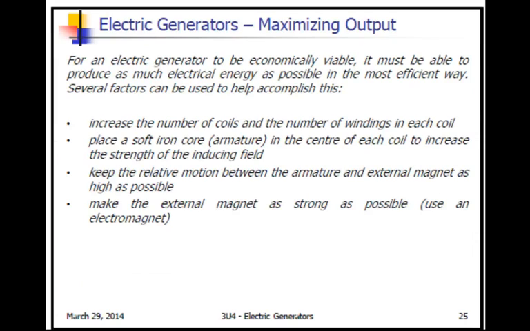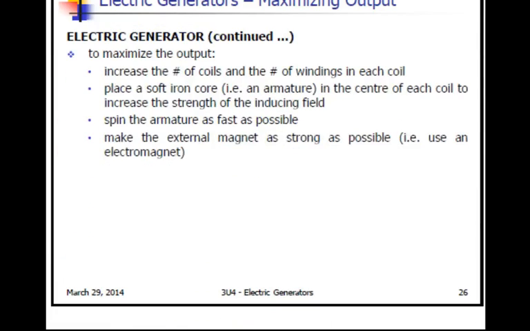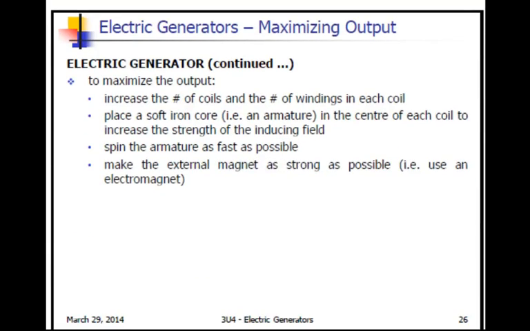So in order to make a generator economically viable, it must be able to produce as much electrical energy as possible in the most efficient way. So we can increase the number of coils. Sometimes we call those windings. We can use a soft iron core in the center. We can keep the relative motion as high as possible, and we can make the external magnet as strong as possible. So here are some ways to improve our electric generator.